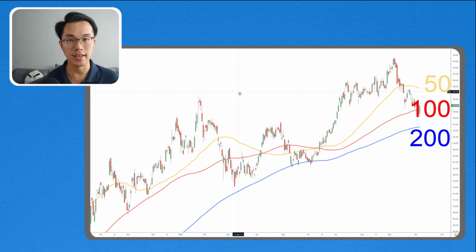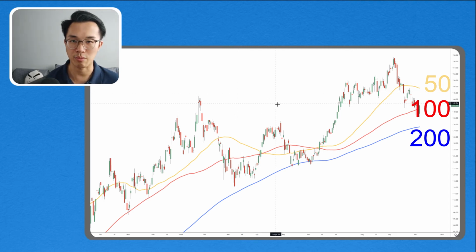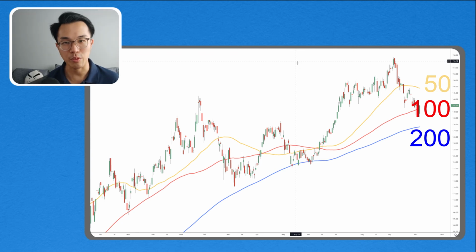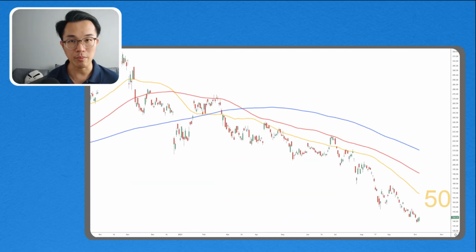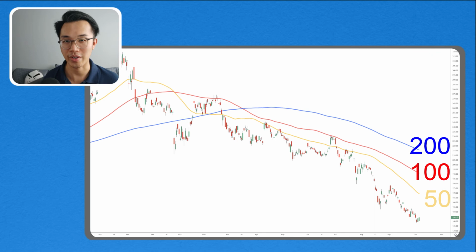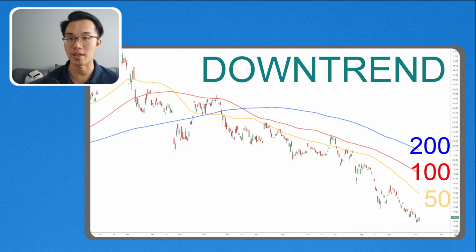So this is another textbook concept applied. When the 50 moving average is above the 100 moving average, and the 100 moving average is above the 200 moving average, and all the three lines are pointing in the same direction, then the market can be said to be in an uptrend. If the 50 moving average is below the 100 moving average, and the 100 moving average is below the 200 moving average, and all three lines are pointing downward and moving in the same direction, then the market can be said to be in a downtrend.